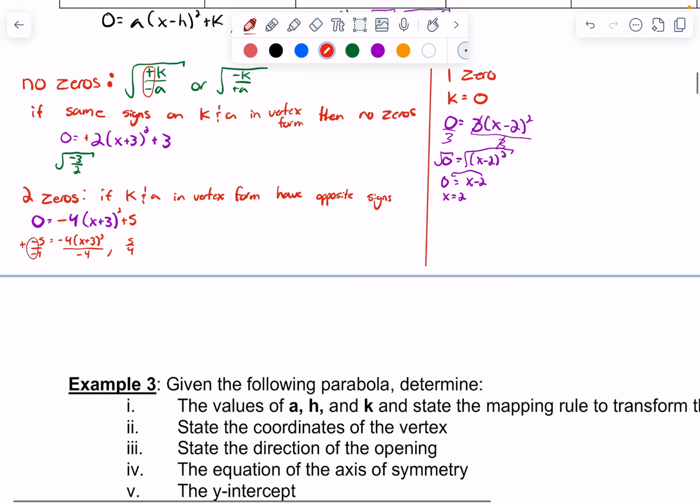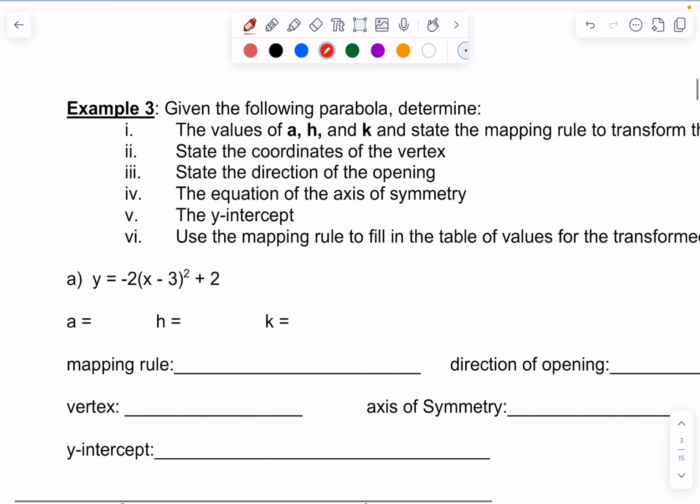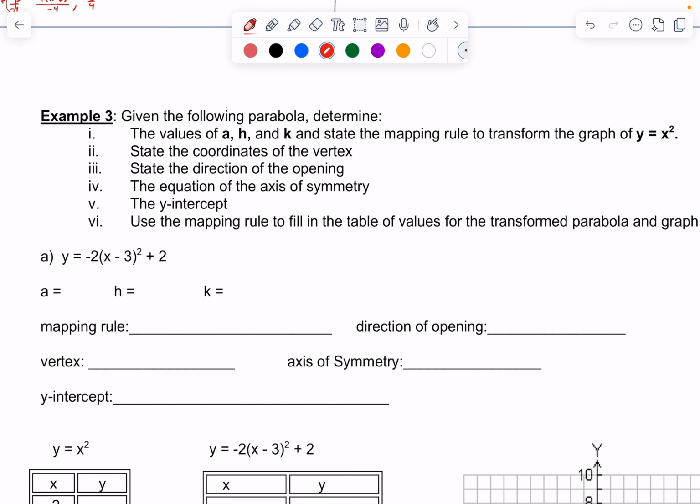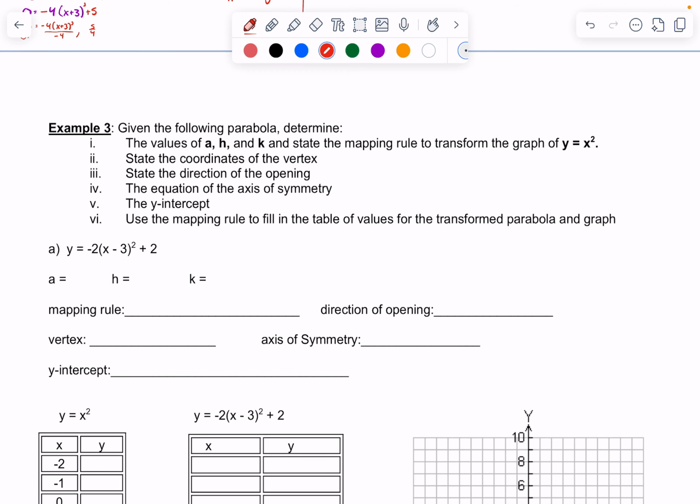Okay, example 3. Given the following parabola, determine the values of a, h, and k, state the mapping rule, state the coordinates of the vertex, state the direction of opening, the equation of the axis of symmetry, the y-intercept, and use the mapping rule to fill in the table of values for the transformed parabola, and graph it.